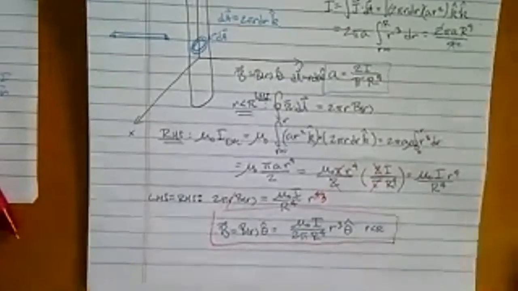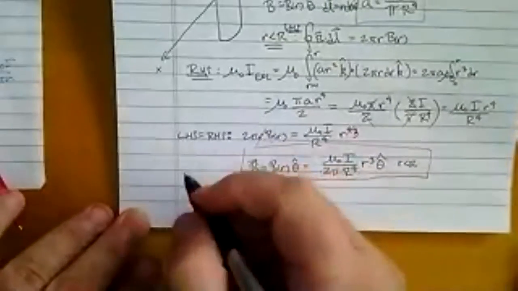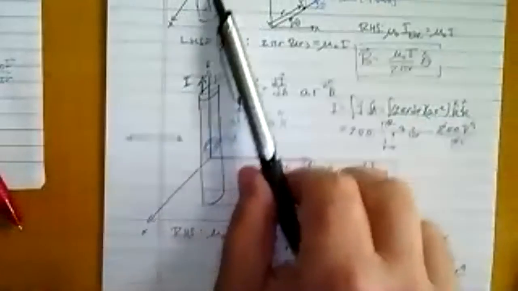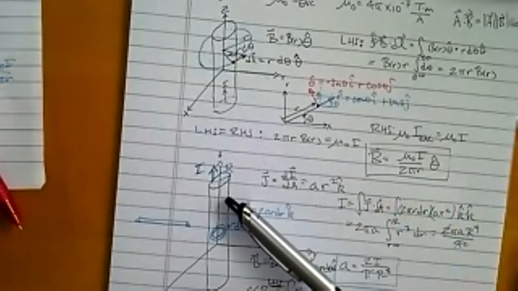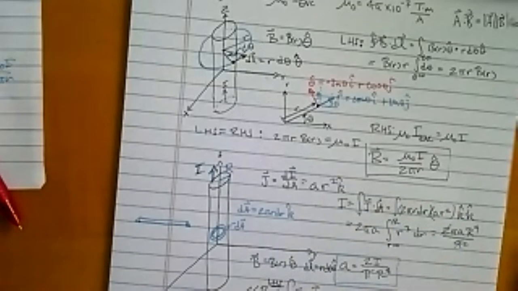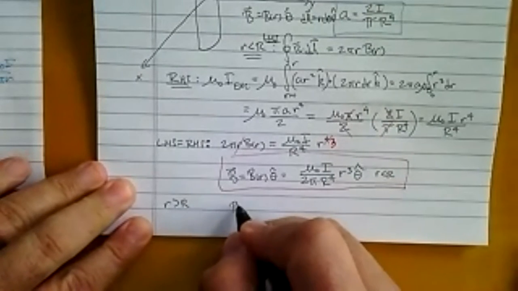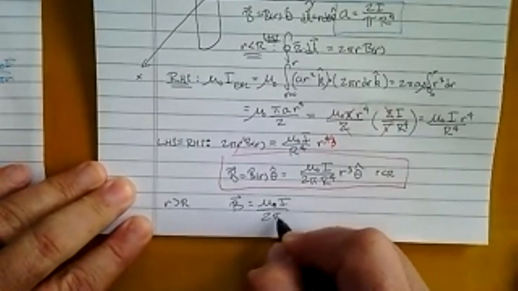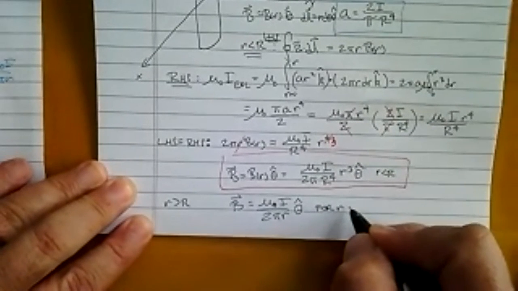Now, if we did the same thing for r greater than big R, I think you can see we'd get exactly the same results as we did for the regular wire, because all we know outside here is that current I is being carried through a wire. We don't know any of the details about J and all that. It doesn't matter. All we have is a current carrying wire. So for r greater than big R, we get B is equal to mu 0 I over 2 pi r in the theta hat direction. Again, this is for r greater than big R.